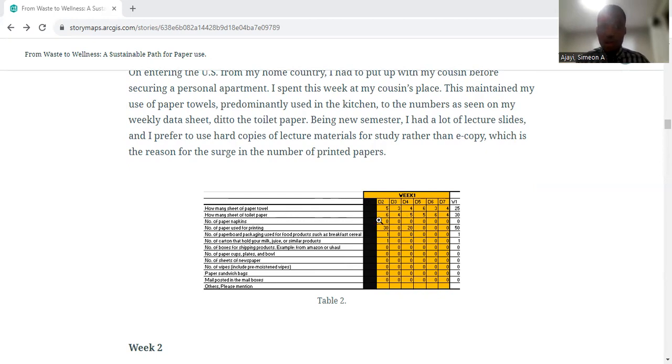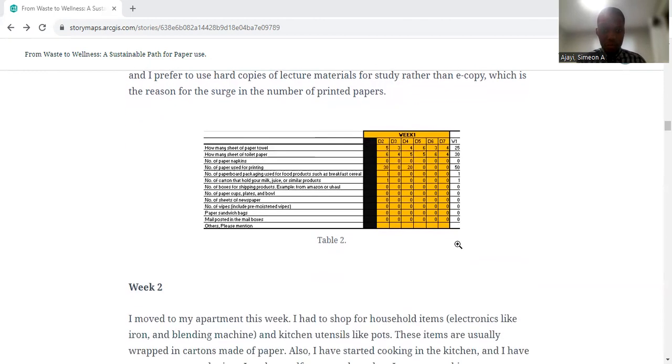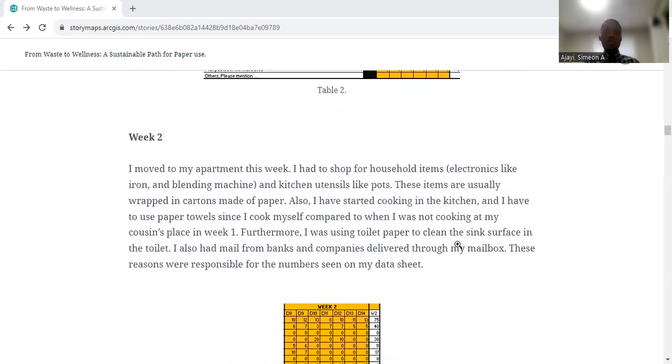And then the paper towels that I used were these numbers that are seen here. So that brings a total of 25 for paper towels, toilet papers 30, and printing papers 50. And then for the packaged paper food product 1, and for the milk carton, oat milk 1. All right, so to week 2.